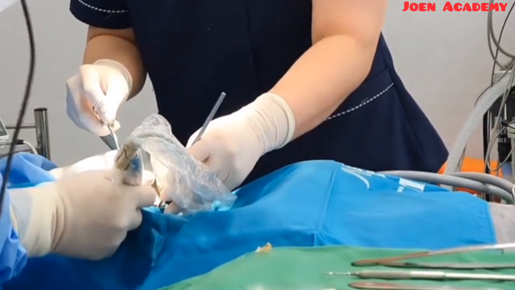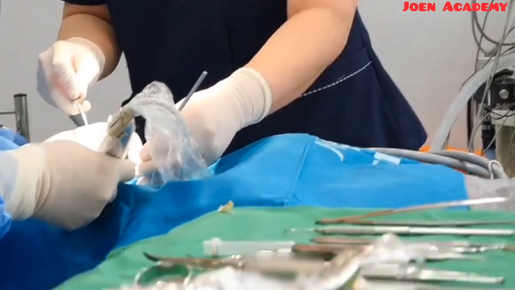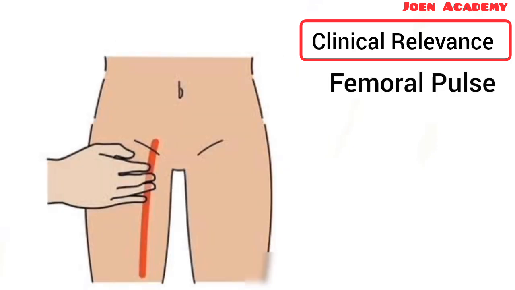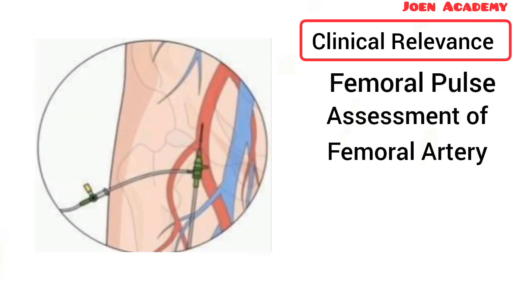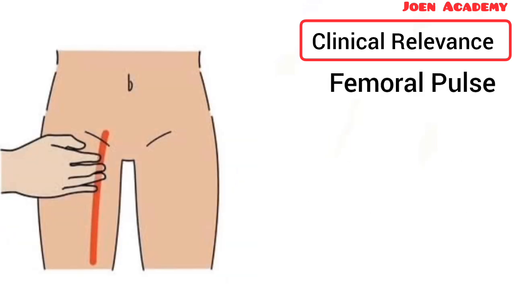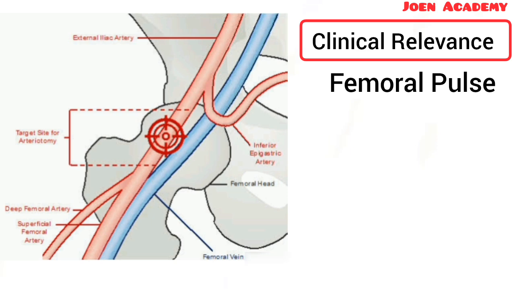Let's look at some of the important clinical implications that are associated with the femoral triangle. One of the most important clinical implications is the femoral pulse. Another one is the assessment of the femoral artery. And another important clinical implication is the femoral hernia. So let's take them one after the other. Just inferior to where the femoral artery crosses the inguinal ligament, it can be palpated to measure the femoral pulse. The femoral artery crosses exactly midway between the pubic symphysis and anterior superior iliac spine. This point is known as the mid-inguinal point.